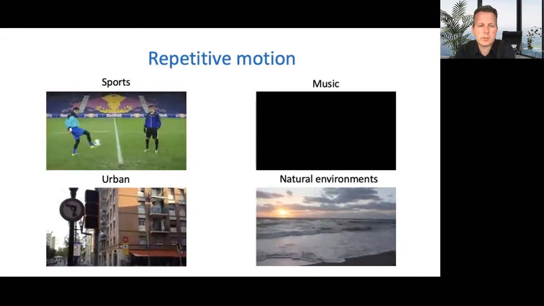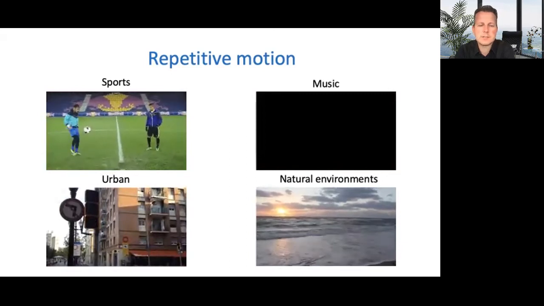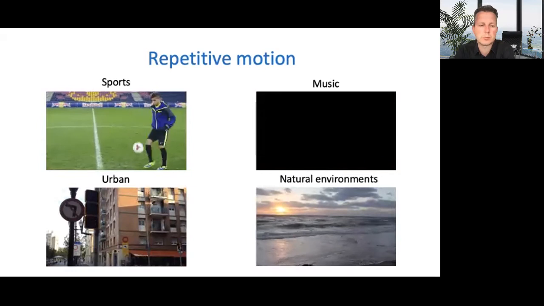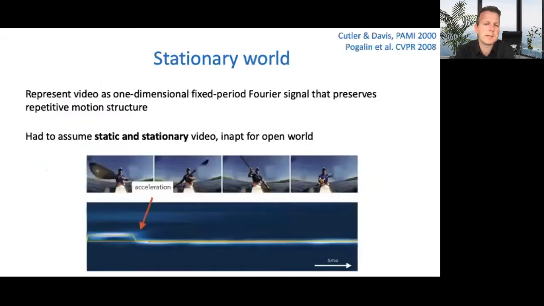And the topic of repetition estimation in video is a classical problem in vision that many have attacked in the past years. And often it is assumed that these repetitions happen in a stationary world. So when repetitions happen in the stationary world, you can represent the video as a one-dimensional fixed period Fourier signal that preserves repetitive motion structure.